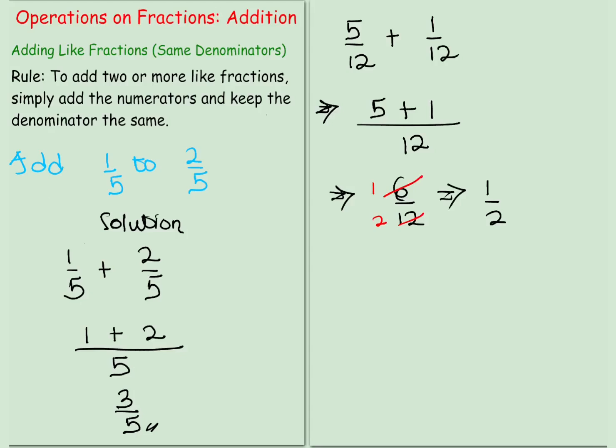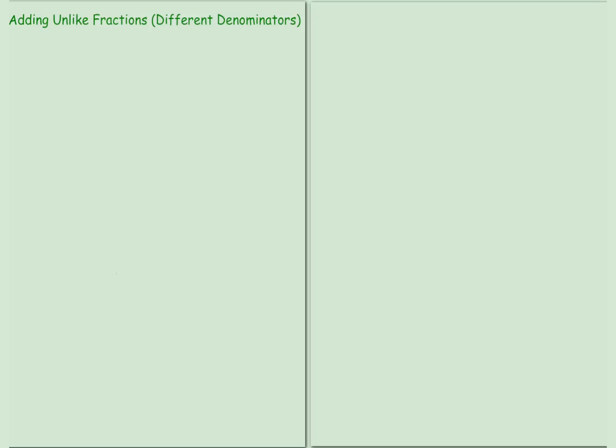Let's look at how we can then work on unlike fractions. When it comes to adding unlike fractions, we know unlike fractions are those with what? Different denominators. The rule is also very simple. Since we know it is easier to add like fractions, all you need to do is to express your unlike fractions as like fractions. And how do you do that? You make sure the denominators are the same by using the LCM.